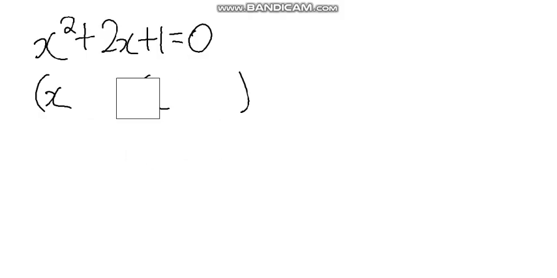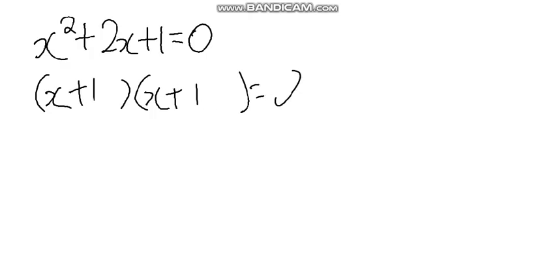The answer for this would be this. But the reason why we put these into brackets is because this is factorization and it's easier to find the answer. The answer here would be x equals -1.